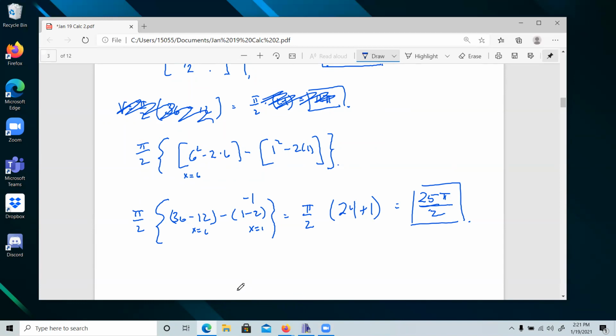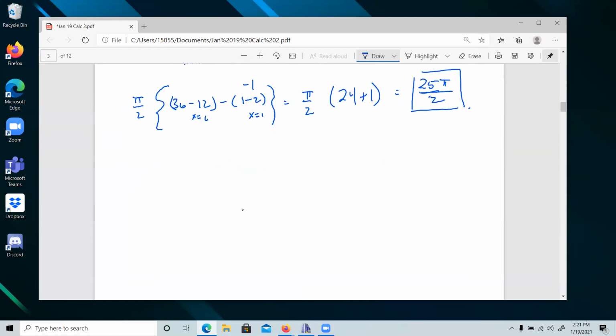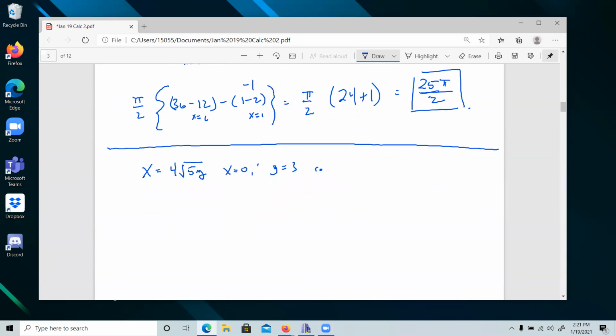Let's see if we can't go around a different axis. All right, so here we have x is equal to 4 times the square root of 5y. We're going to go from x equals 0 to y equals 3. Rotate about the y-axis. Not the x-axis, now we're doing the y-axis.